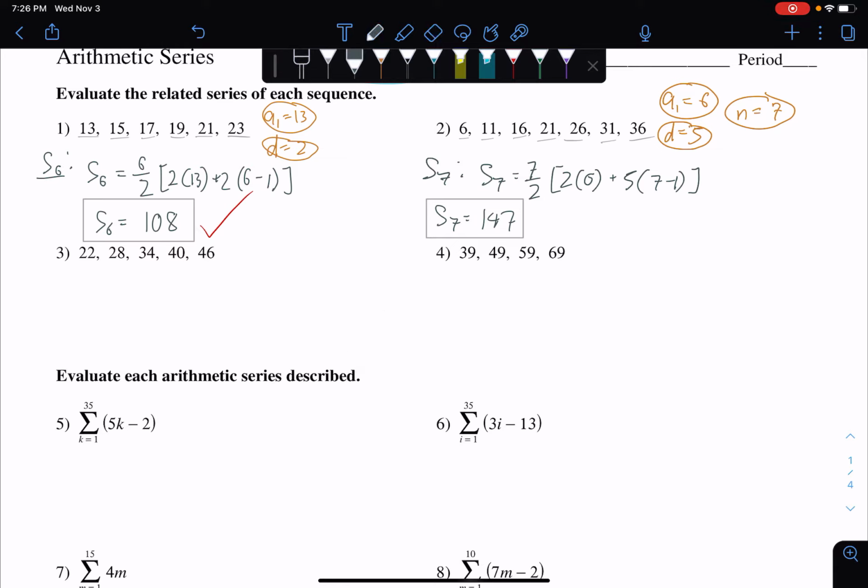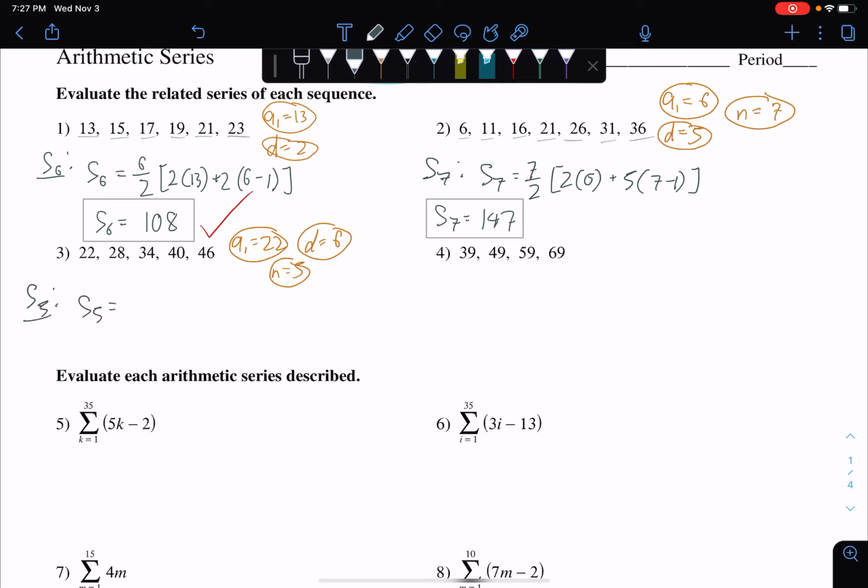So yes, let's move on to number 3. A sub 1 is equal to 22. Our d, our common difference, is equal to 6. Our n: 1, 2, 3, 4, 5. We have 5 numbers, so n is equal to 5. So what we're trying to find is S sub 5.